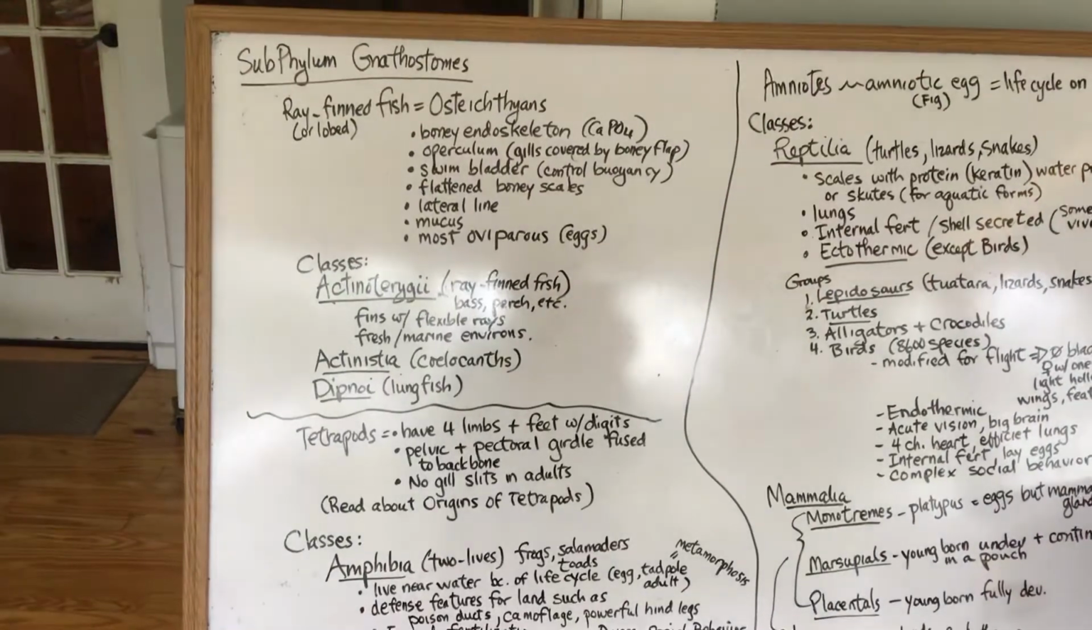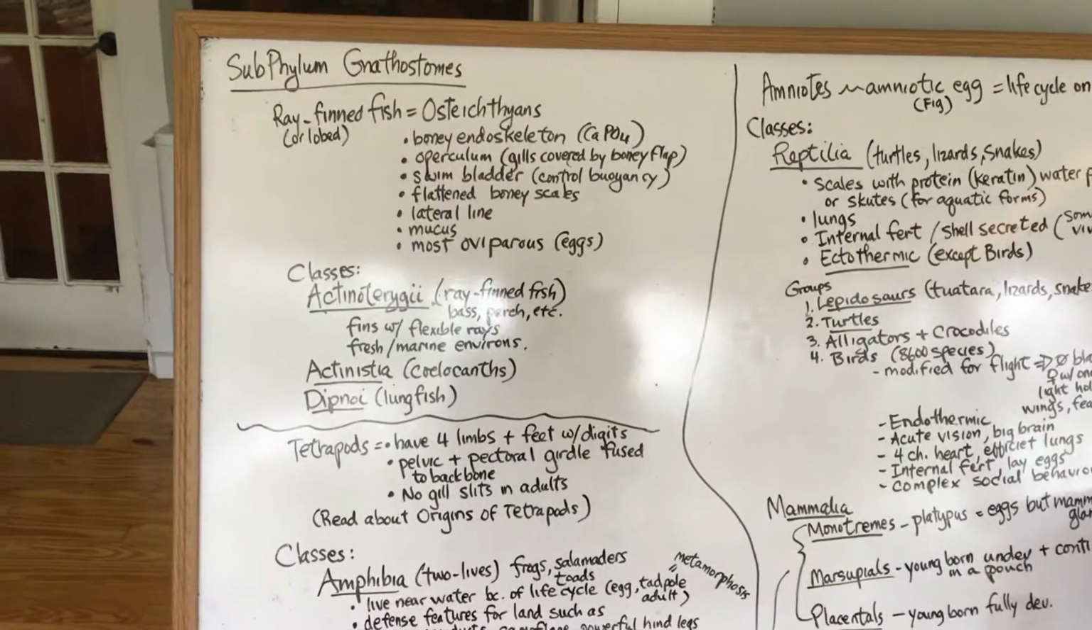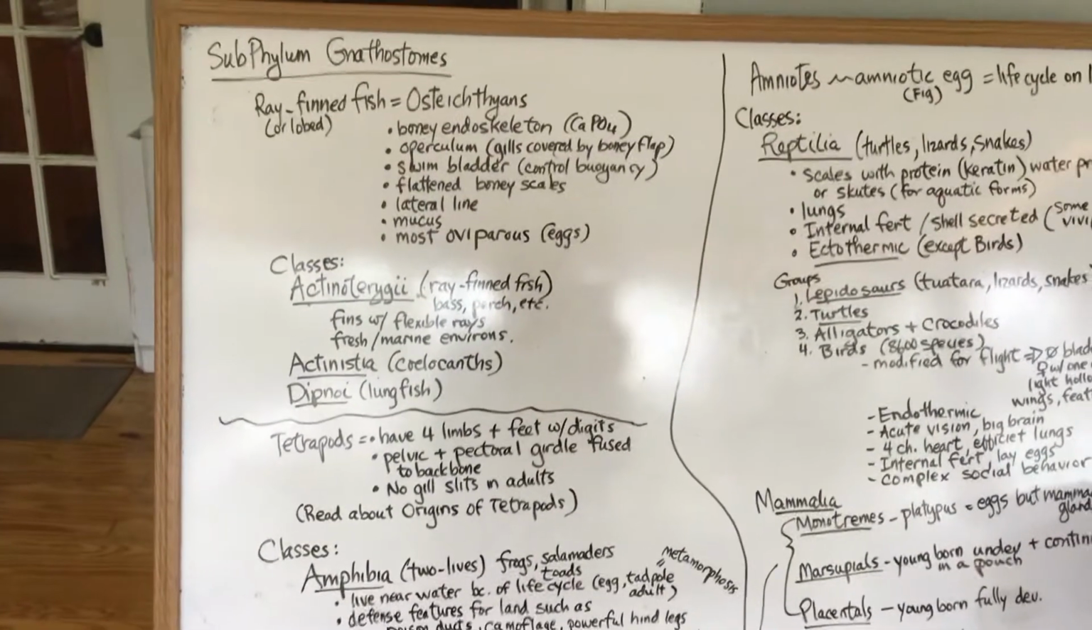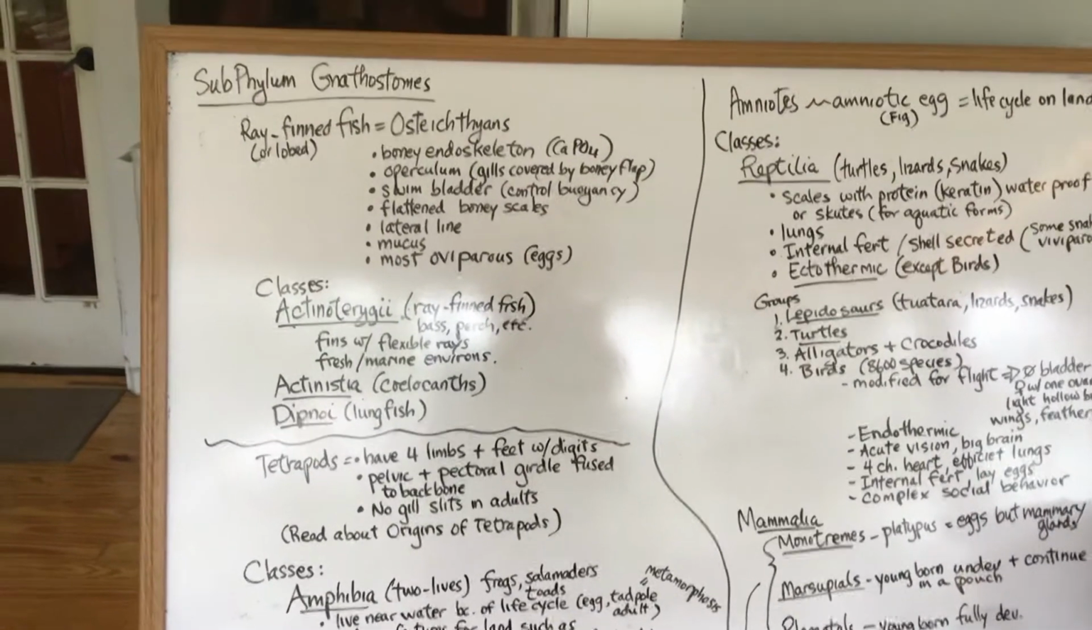Continuing on with the subphylum Gnathostomi. We're now going to be talking about the next three groups, which are really part of a group called the Osteichthyes. All three of these groups have bony skeletons.